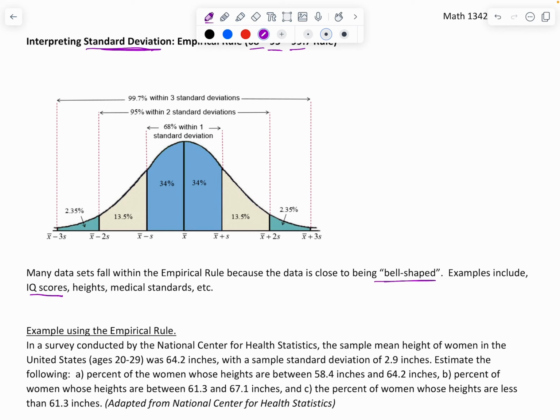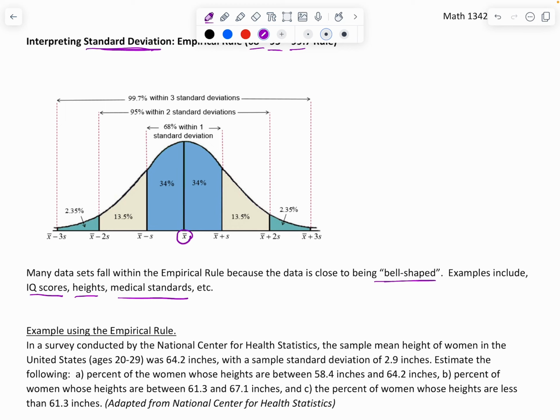Examples include IQ scores. People's IQ scores have a bell-shaped curve. When you put everybody in the world on there, it'll have a bell-shaped curve. The heights, medical standards, many things are bell-shaped. That's how they know the average height of most people. That's how they know that your blood pressure should be 120/80, because that would be the average.